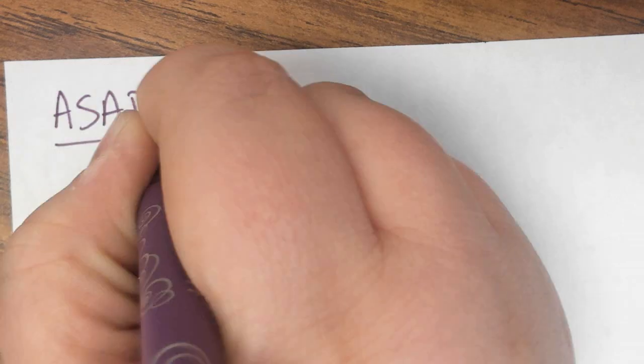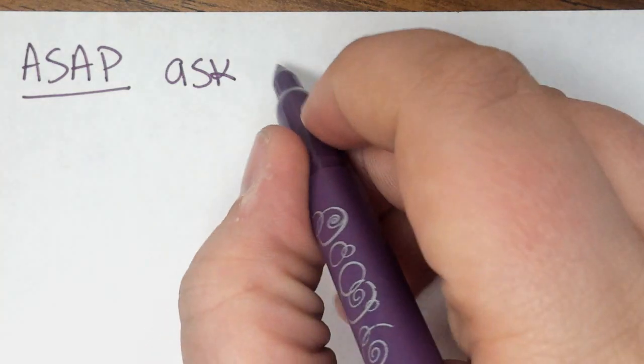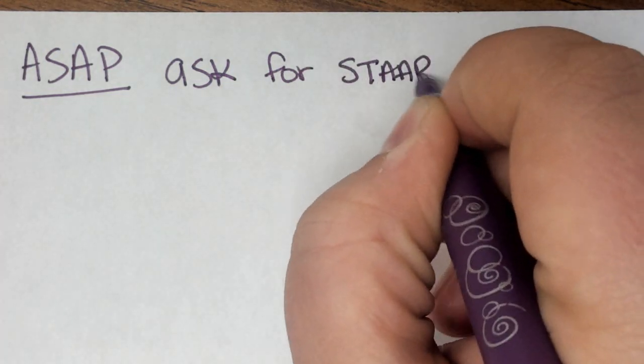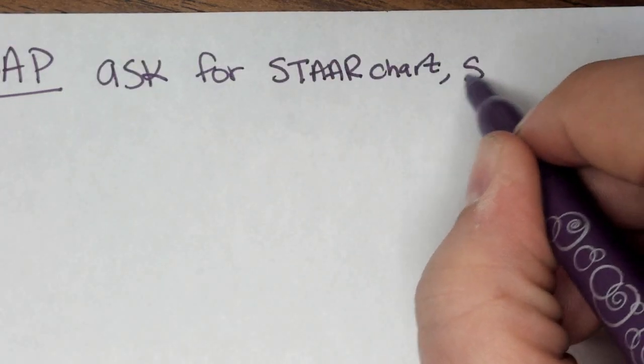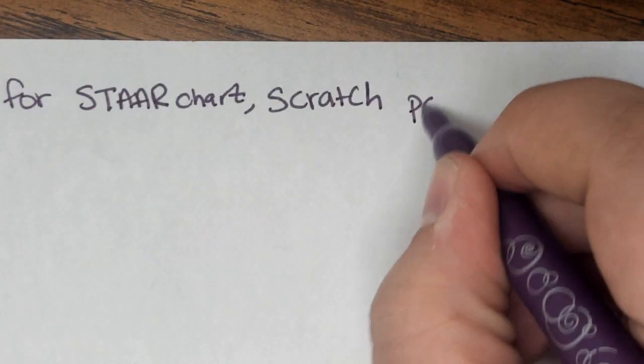So as soon as possible, the student gets to school and immediately they're in their testing room. The first thing they do is ask for some things. They need to ask their test teacher. This is not automatically given, which is why we need students to ask for it. We need students to ask for a paper version of the STAAR chart, scratch paper, and a pencil.